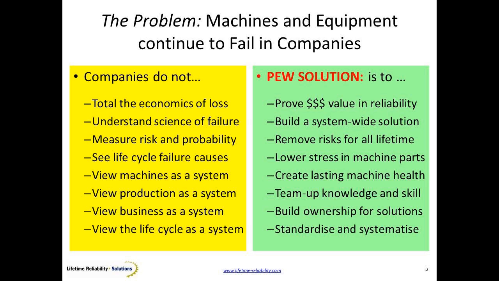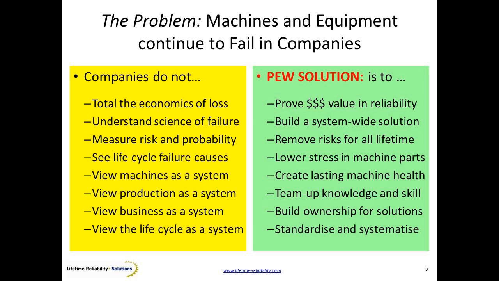They do not see the life cycle failure causes. They do not realise that the decision made 20 years ago, by the project guys in the capital group, actually causes today's breakdown. They don't see that 20-year picture. They do not view machines as a system of parts. If any one of 100 parts fails, the whole machine goes down. The whole thing is a system.